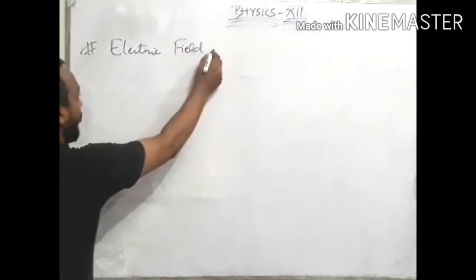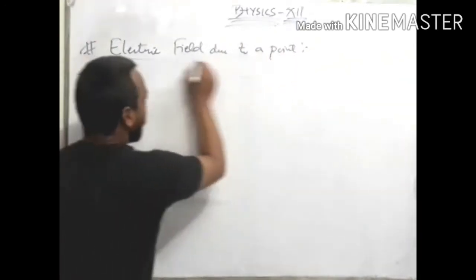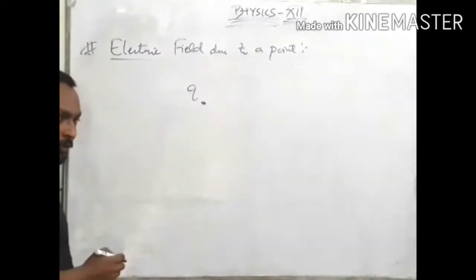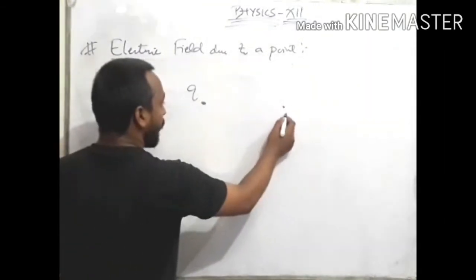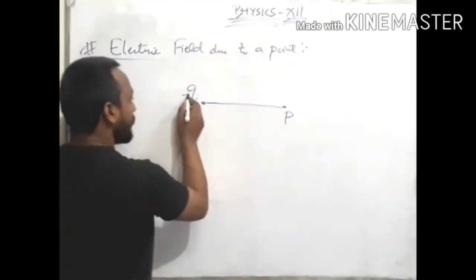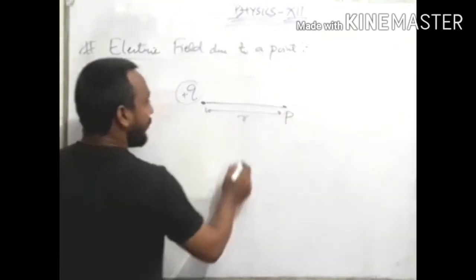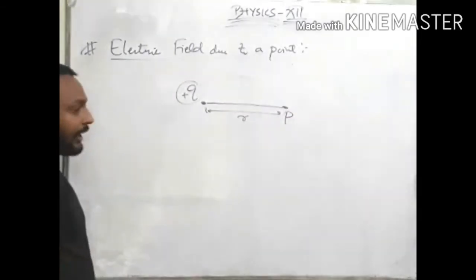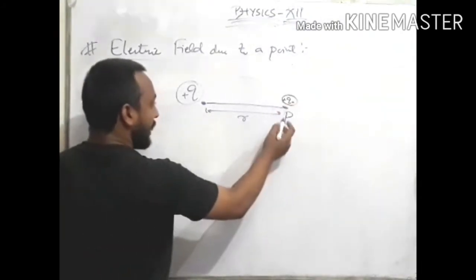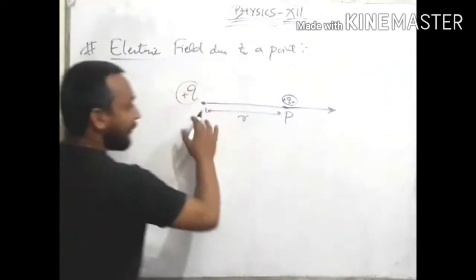Electric field due to a point charge. This one is very simple. Suppose a point charge Q exists, and we have to find, at another point P, the magnitude of electric field due to this positive charge Q at distance r. Here the electric field can be calculated by putting a positive test charge, and this test charge will experience a force in the direction away from this positive charge.